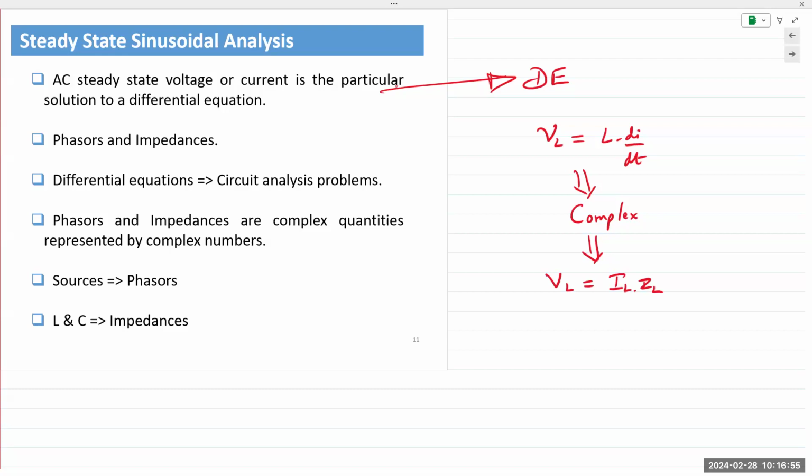And we do that by representing it as complex quantities known as phasors and impedances. Okay, phasors and impedances. So differential equations are reduced to simple circuit analysis problems.